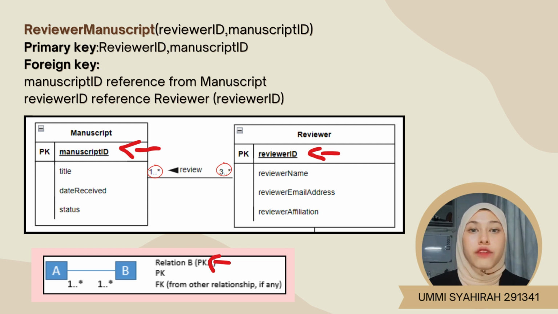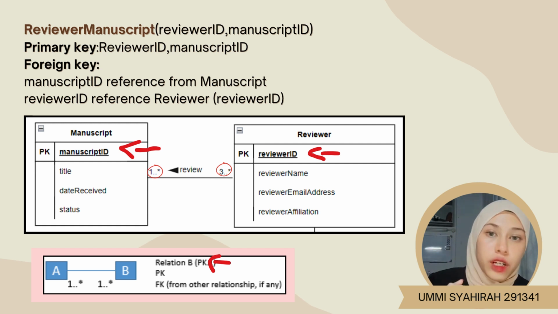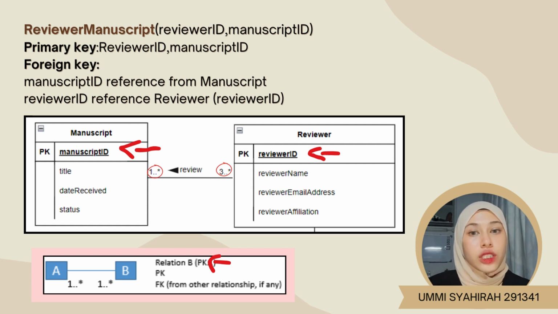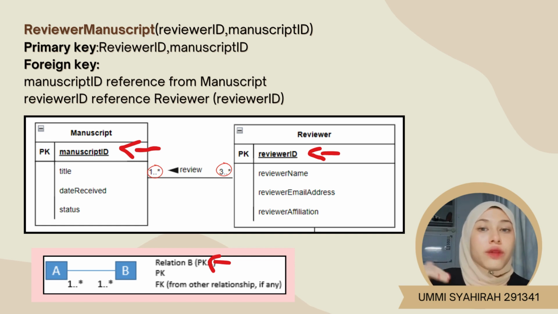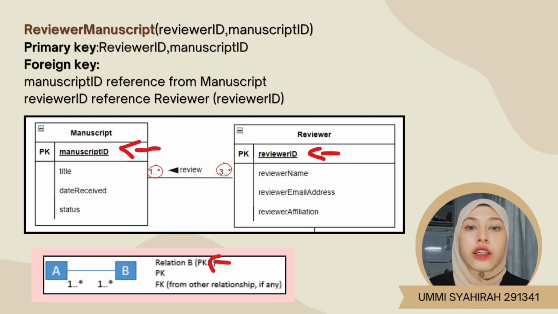This model is manifested through the reviewer manuscript table, featuring a composite primary key consisting of reviewer ID and manuscript ID. To represent the integrated many-to-many relationship between reviewers and manuscript, the reviewer manuscript table serves as an intermediate entity. Each record in the reviewer manuscript table establishes a connection between a reviewer and a manuscript. The composite primary key comprises a reviewer ID and manuscript ID.